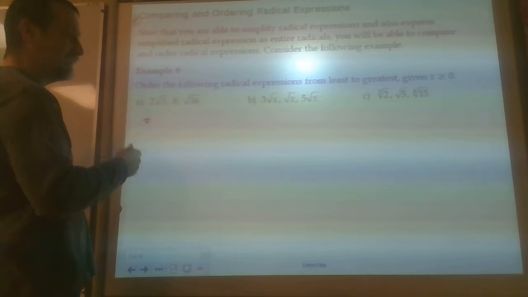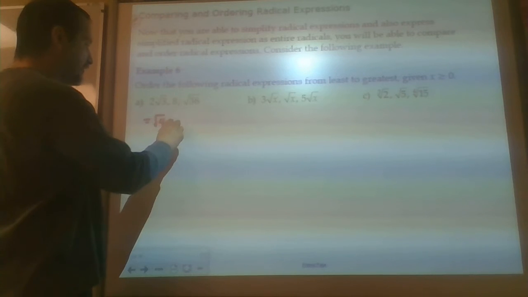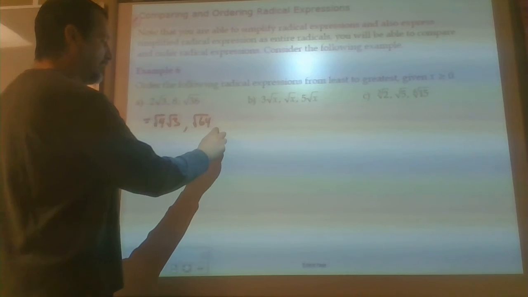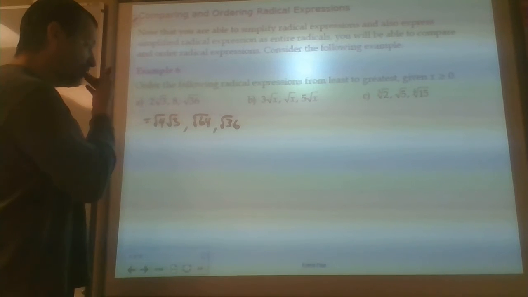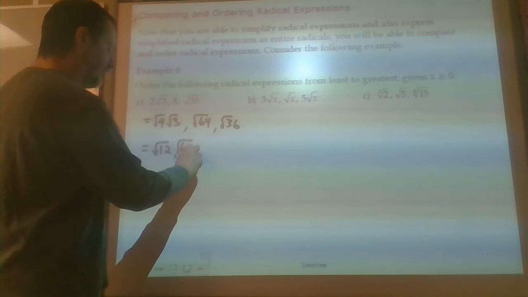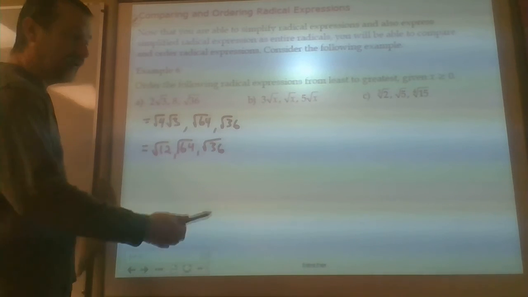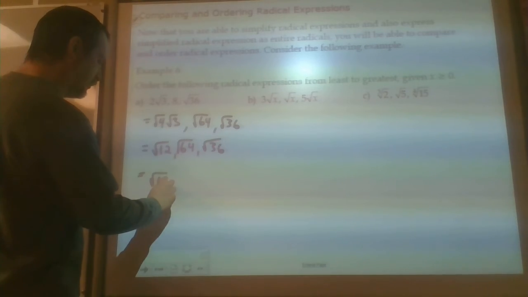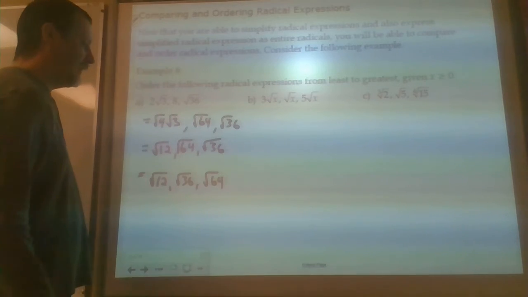So entire radical, sorry. So 2 times the square root of 3 becomes the square root of 4 times the square root of 3. 8 is going to become the square root of 64. And the square root of 36 is our complete radical of the other one, final point. So this becomes the square root of 12, the square root of 64, and the square root of 36. Now, because they're all in complete radical form, we can just put them in order, which would be 12, 36, and 64. But we're never done there.